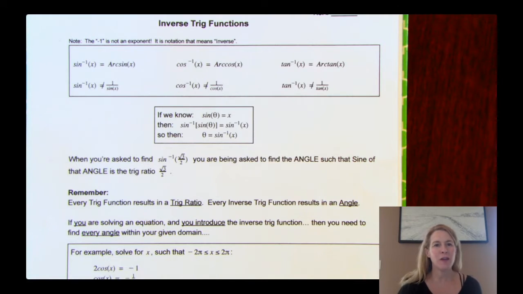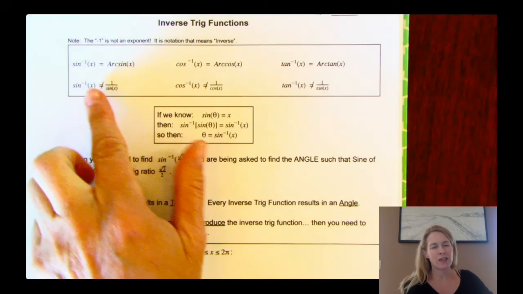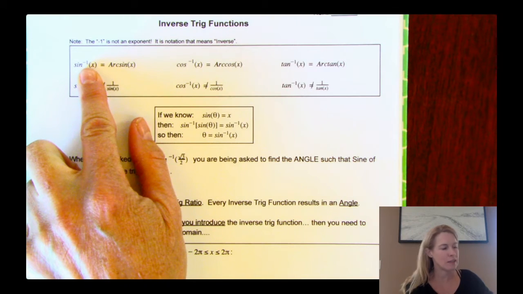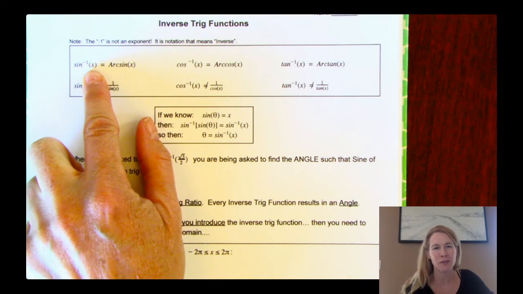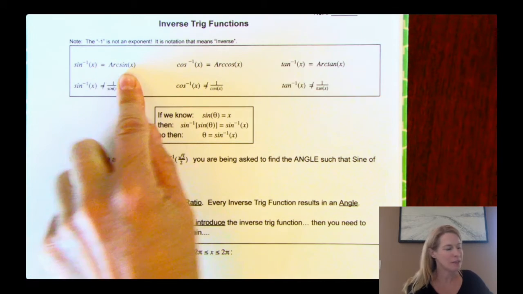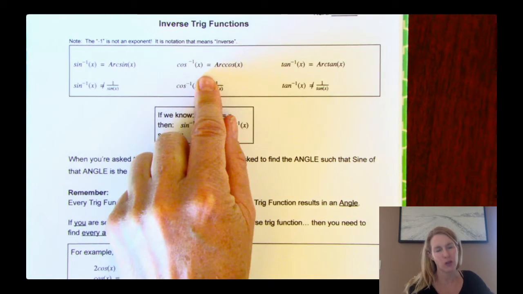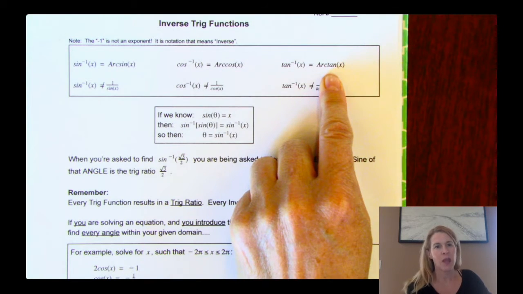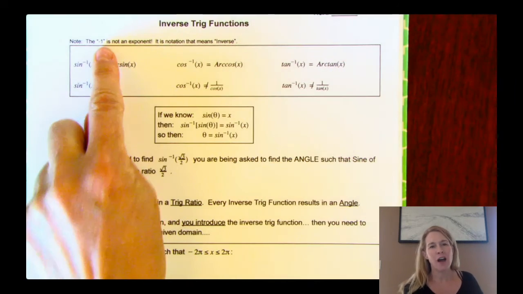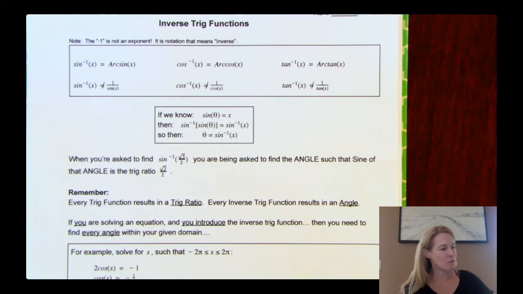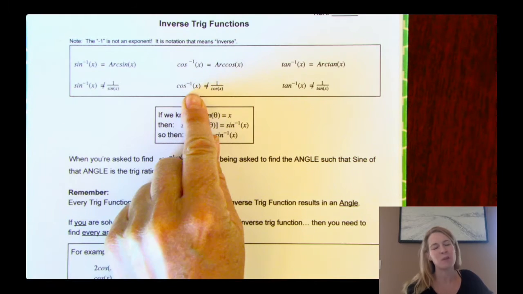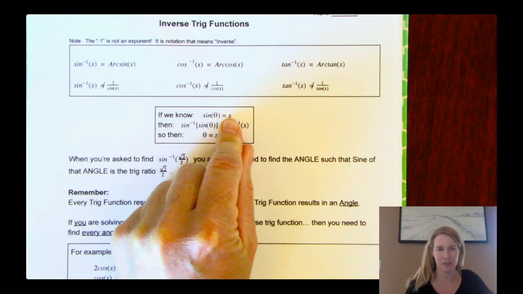Hey, let's talk about inverse trig functions. In the box up here, I just have the notation reminding you that the -1 here indicates that this means sine inverse. And another name for sine inverse is arcsine. Same thing with cosine inverse, which is arc cosine. Tangent inverse is arctangent, etc. The -1 is not an exponent. It doesn't mean 1 over sine of x. Cosine to the -1 doesn't mean 1 over cosine of x, etc.